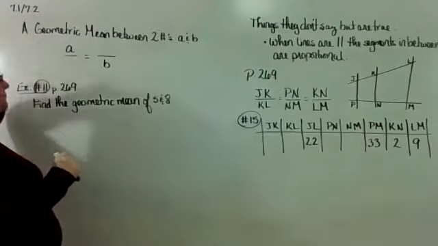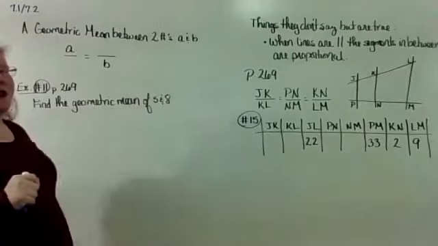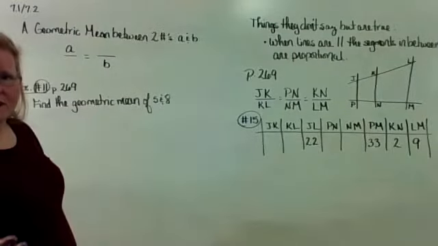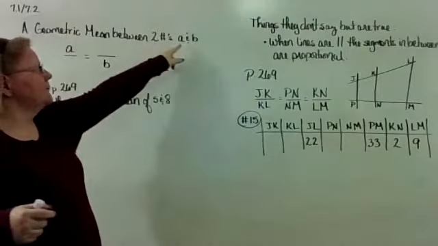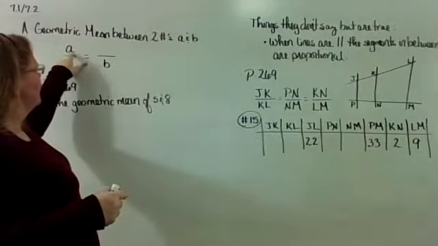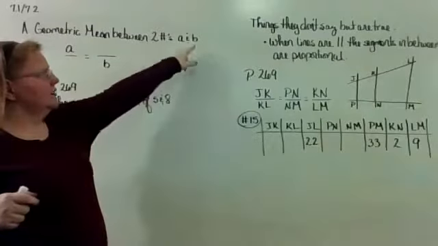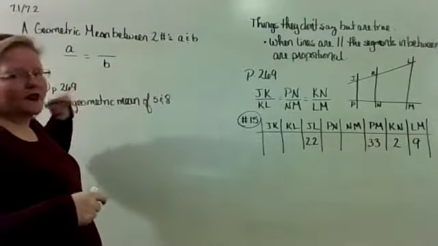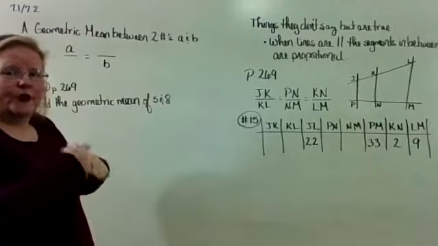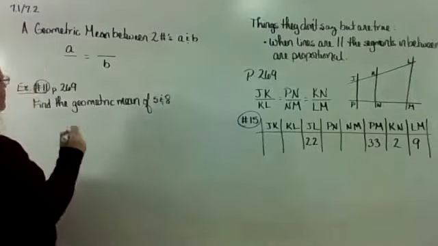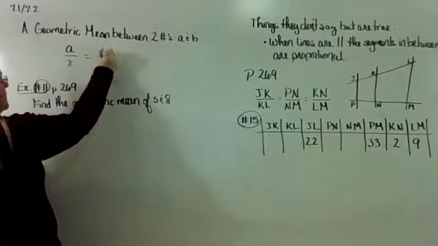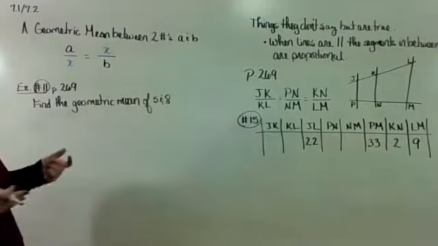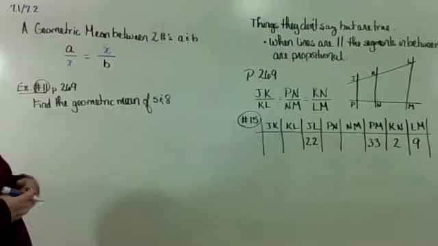Geometric mean between any two numbers, doesn't matter what the numbers are. This is the way you find it. You set up your proportion where A, that's the first number they gave you, is in the first spot, and B, that's the second number they gave you, is in the second spot. The geometric mean between those two numbers would be whatever goes in these spots, which has to be the same number. So in this case, I'm going to put X there.